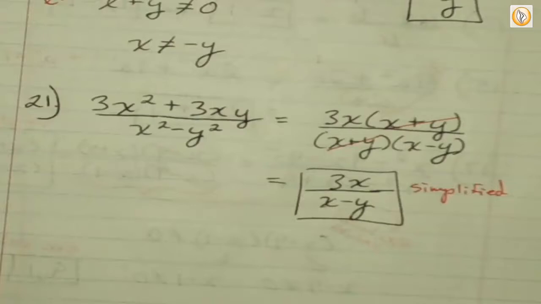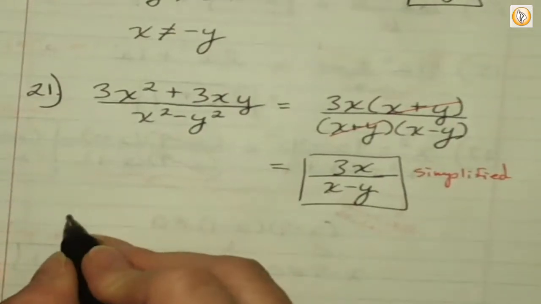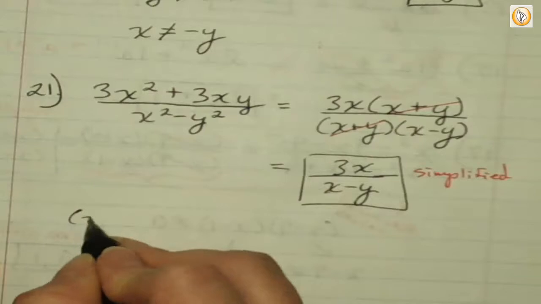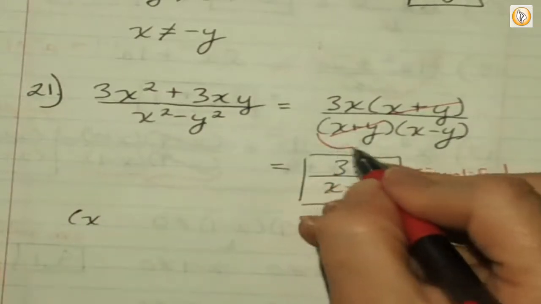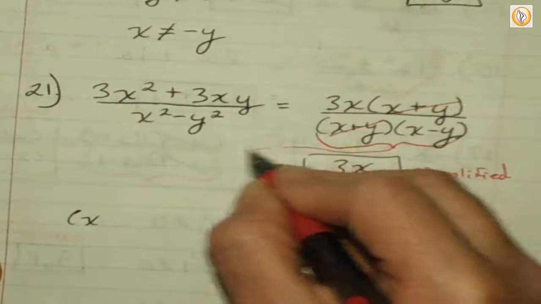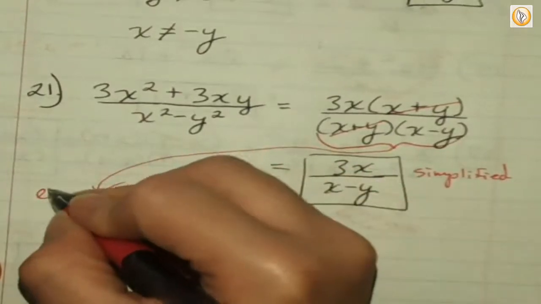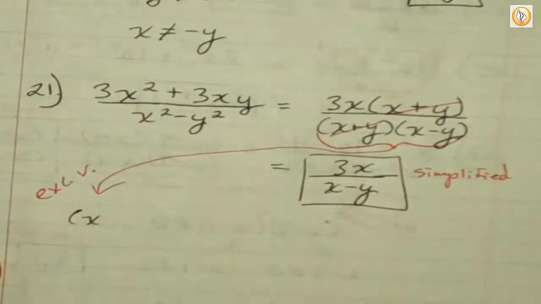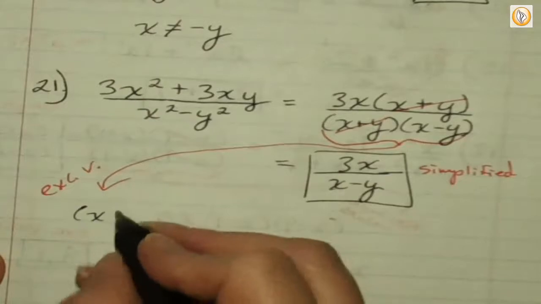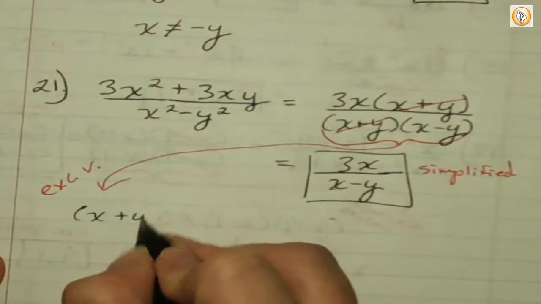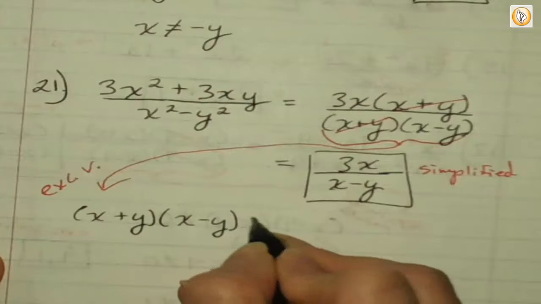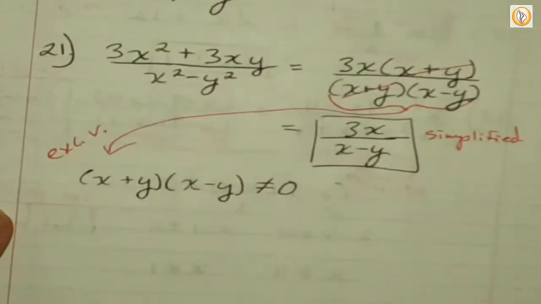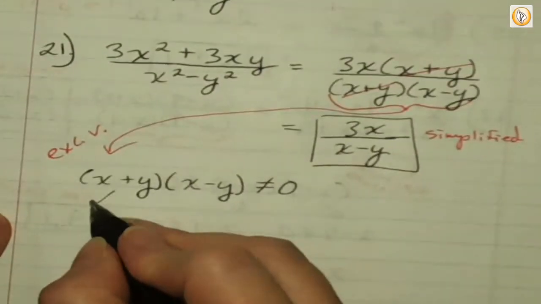Now we need to find the excluded value. So what am I going to write? You're going to write x minus y does not equal... Well, go back to our original. To find the excluded values, we have to go back to the original. So I have x plus y and x minus y. That's right. Make sure you go back to your originals.